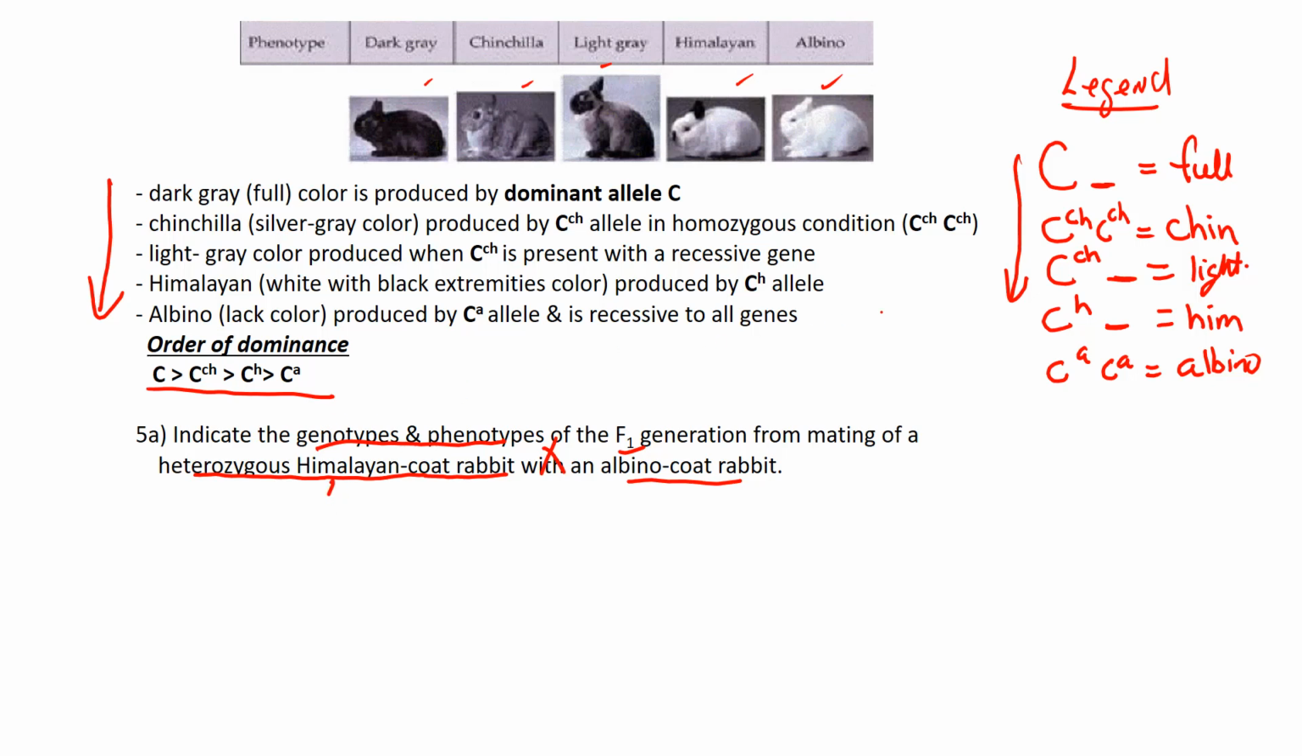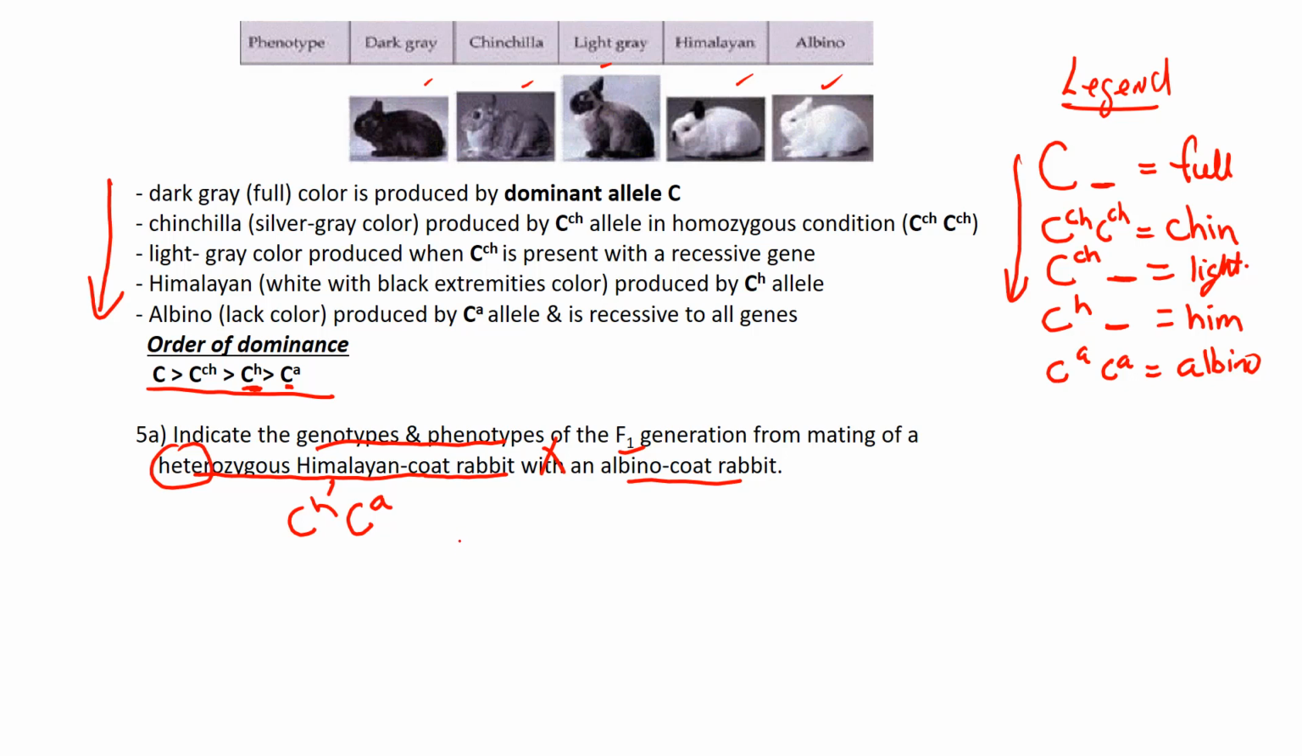So Himalaya, go take a look at your legend. That's why we spent all this time doing it. To be a Himalaya, a him, has to have at least a C^h. But this is indicating that it's heterozygous. So it can't be C^hC^h, that would be homozygous, right? So the only thing that's recessive to this C^h is the C^a. So that's what it must be. That would be our heterozygous Himalaya.